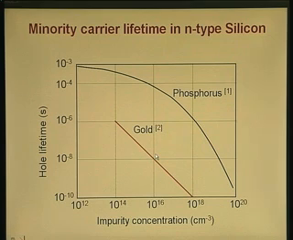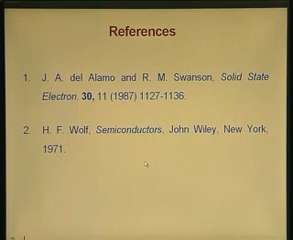So this is how gold introduces the deep level and creates the Shockley-Read-Hall recombination, which starts dominating, and that reduces the lifetime like anything. This data is obtained from these references in Solid State Electronics 1987 and from a book on semiconductors published by John Wiley in New York and authored by Wolf.